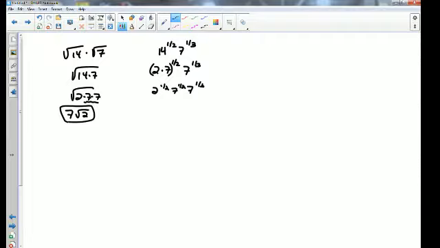Now, what do I do with these two exponents? Add them. You can add them up because they have the same base, right? So 2 to the 1/2 power, and this is 7 to the 2/3. A half plus a third is 4/6, right? Okay, from there we're pretty much stuck because those aren't pretty numbers.